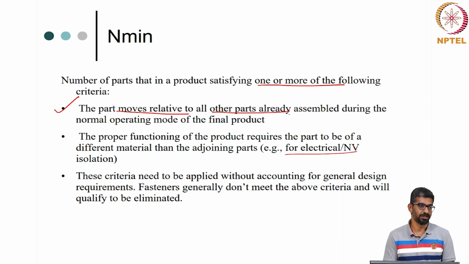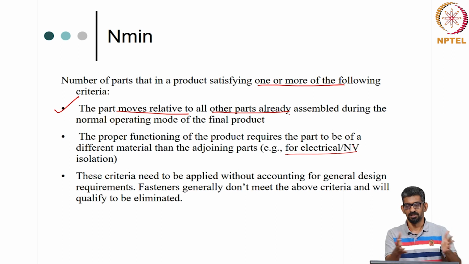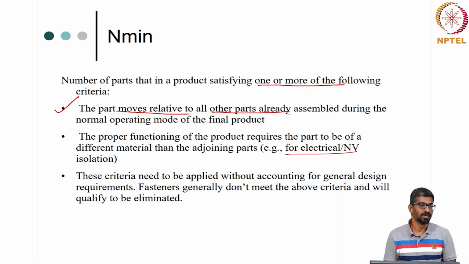Noise vibration isolation, in order to do that I need to have a rubber material so that it damps. Ideally it can be a continuation of, say, a steel material, but in order to isolate the noise and vibration I put a rubber material. So then it has to be made out of a different material obviously, and then it can be a different part.